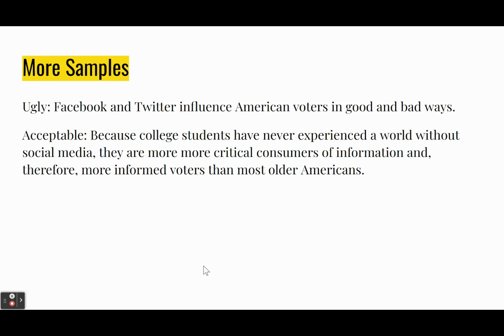And because of this, they are more critical consumers of information. That's pretty good to me. And they're more informed than most older Americans. That's pretty good to me. If I want it to be negative, I could take a sentence about, they may be more critical consumers of certain types of information, but they're not more informed because of all the misinformation available on Facebook and Twitter, on social media. Both of those are options. Just think about what the good and bad ways are.